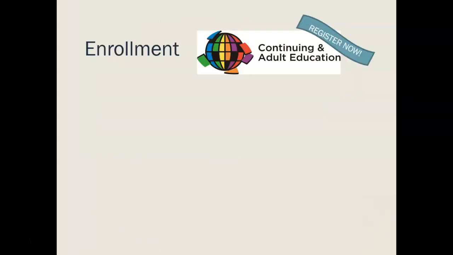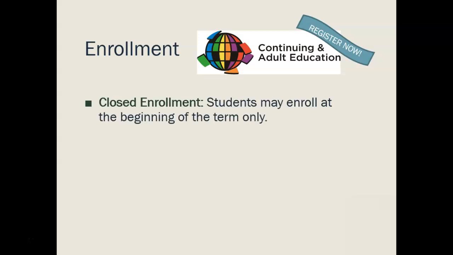There are 3 types of enrollment, and any enrollment strategy or enrollment policies that your program has is going to impact your management of the classroom. Closed enrollment is what Front Range has. You have a very narrow enrollment period, and once that's done, students may not enroll in the class after it's started. They have to wait until the next offering.